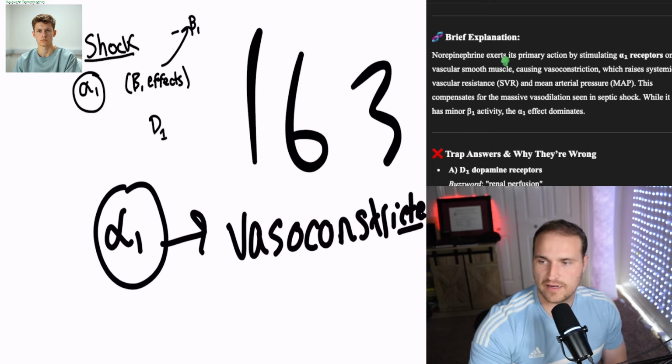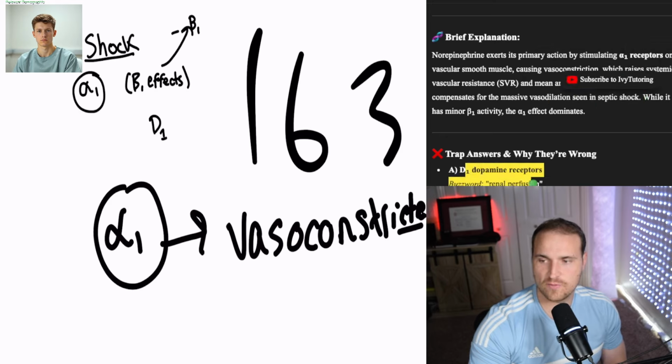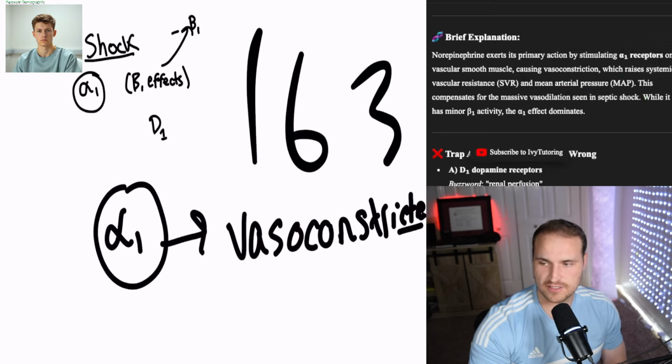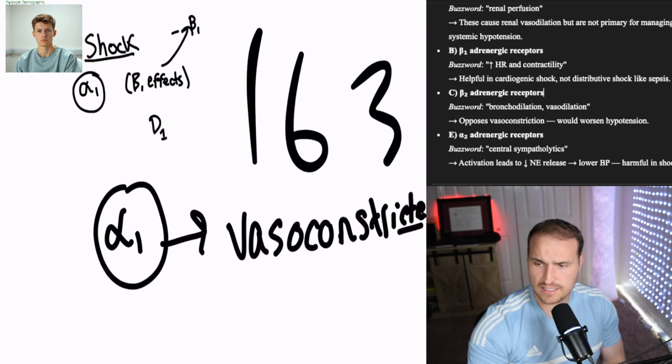All right, so norepinephrine exerts its primary action in stimulating alpha-1s, causing vasoconstriction. This raises SVR and is helpful in septic shock. Dopamine 1 causes renal vasodilation, but it's associated with renal perfusion. Beta-1 adrenergic receptors increase heart rate and contractility. Beta-2 helps with bronchodilation and vasodilation, and alpha-2 activation leads to decreased norepinephrine release and lower BP, and is harmful in shock. All right, so those are the explanations.